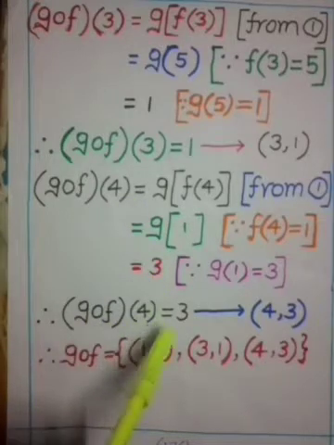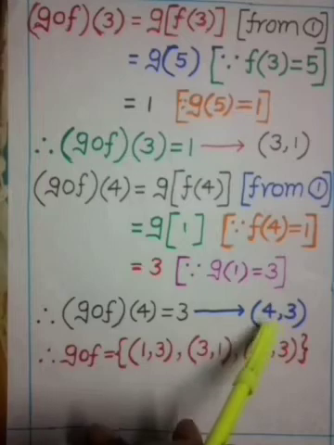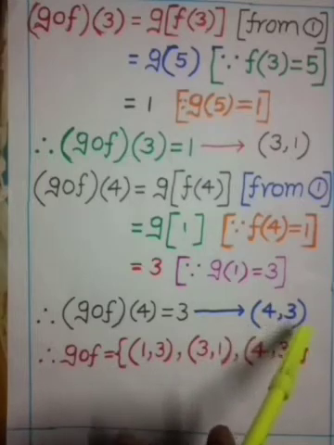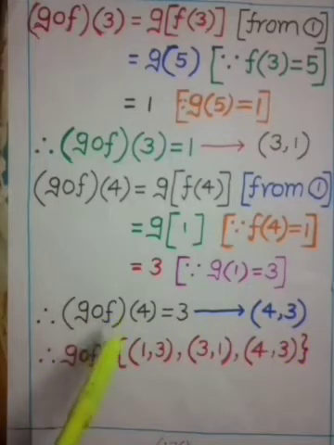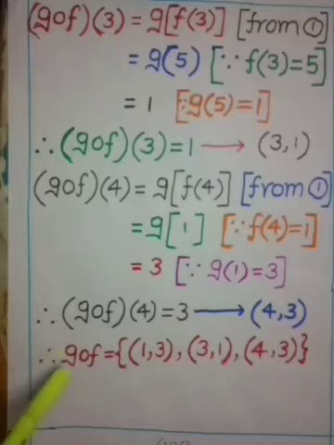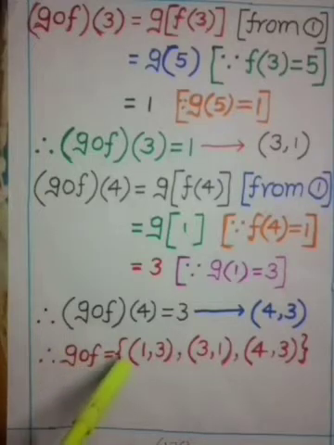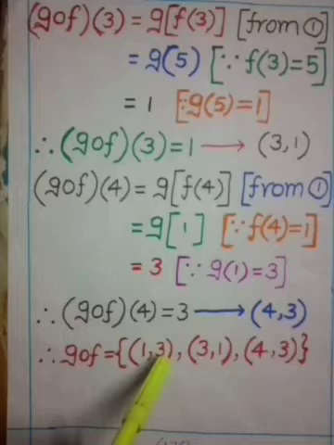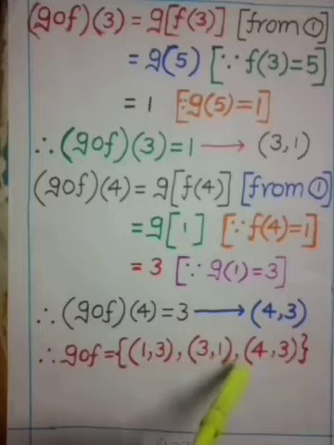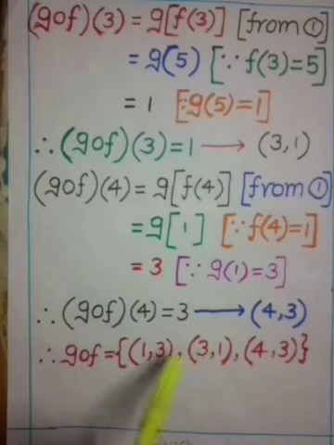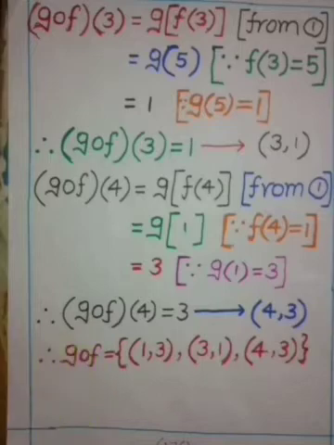Understood? So the ordered pair (4, 3) is another element in the function g∘f. Therefore, we can write g∘f is equal to the set of ordered pairs {(1, 3), (3, 1), (4, 3)}. These three are the elements in the function g∘f.